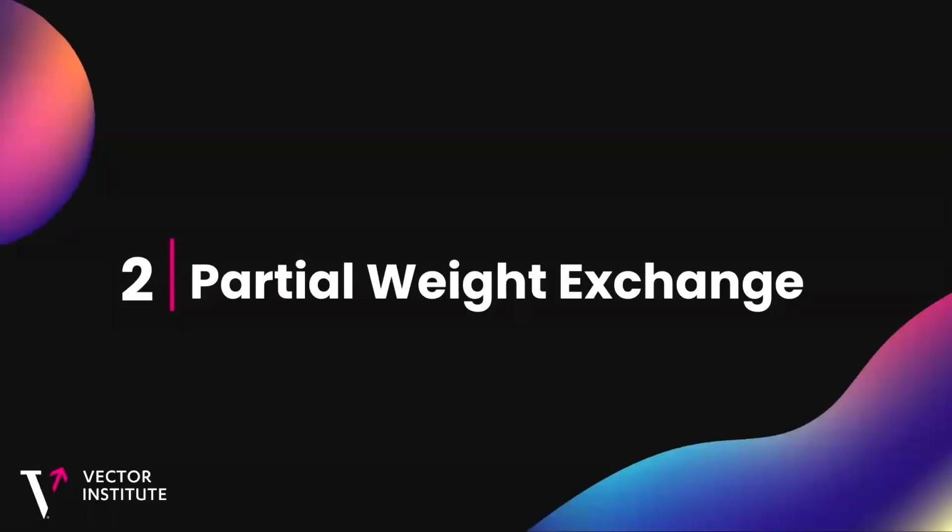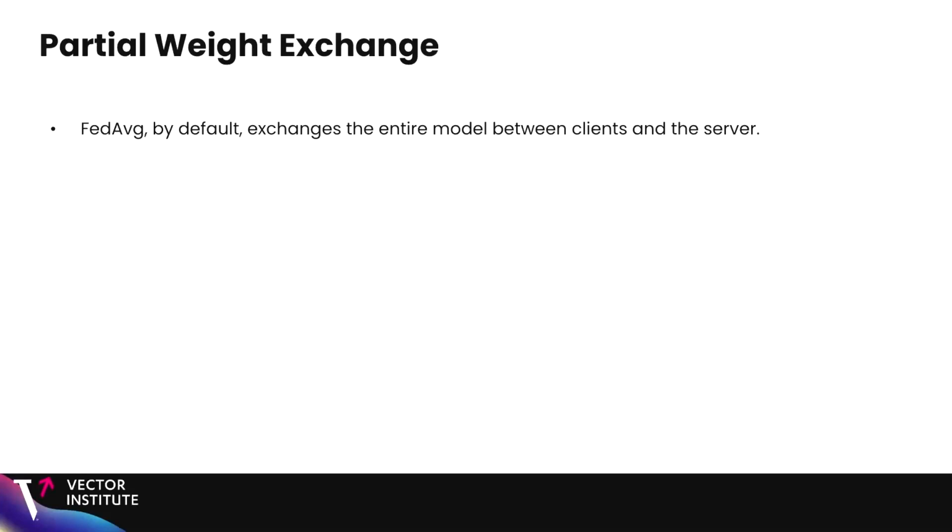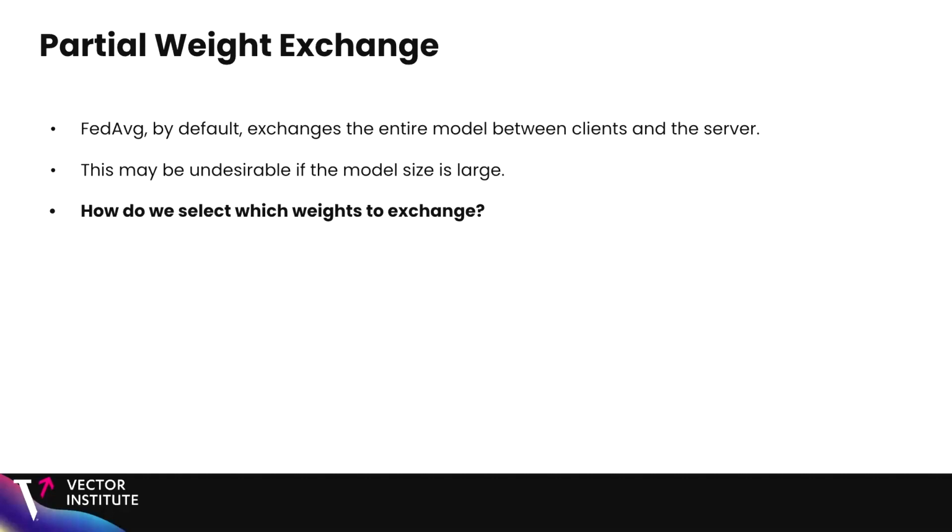Okay, so now I'm going to introduce you to the partial weight exchange regime that we considered. If you recall, federated averaging by default exchanges the entire model between clients and the server. This might be undesirable if the model size is large, because then you incur a lot of communication costs. So partial weight exchange, as the name suggests, means that instead of exchanging the entire model, we only want to exchange certain parts of it. And any such idea has to consider two problems. First, how do we select which weights to exchange? And the second is, how much do we exchange?